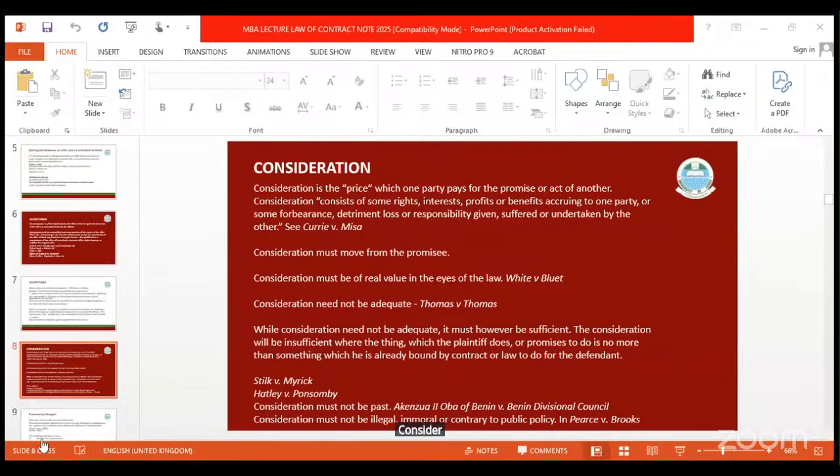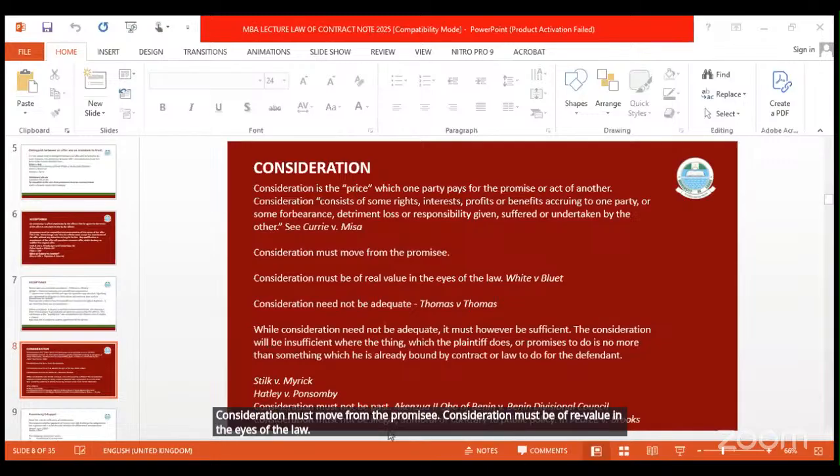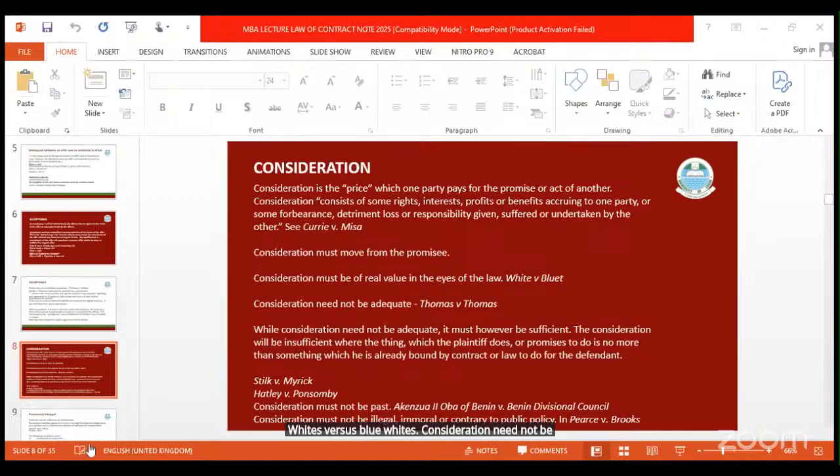Consideration must move from the promisee. Consideration must be of real value in the eyes of the law. White versus Bluett. Consideration need not be adequate. Thomas versus Thomas. The first paragraph, the second sentence. Consideration consists of some right, interest, profit, or benefit accruing to one party, or some forbearance, detriment, loss, or responsibility given, suffered or undertaken by the other. See Currie versus Misa.